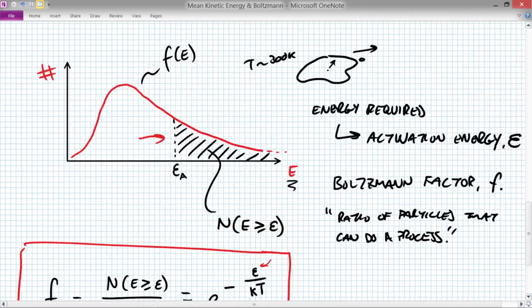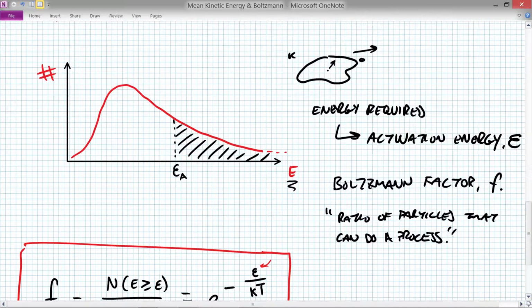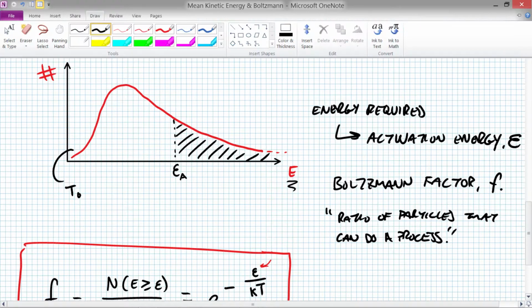So actually, before I finish, what I should just finish with is something like this. I should talk about what happens when you have a colder gas or a hotter gas. So if I just get rid of a few things on here, tidy this up, we could call this some temperature T. So this here is my Maxwell-Boltzmann distribution at a temperature T. I'll call it T0 actually. So that could be anything, could be room temperature, it could be 500 Kelvin, don't really care.